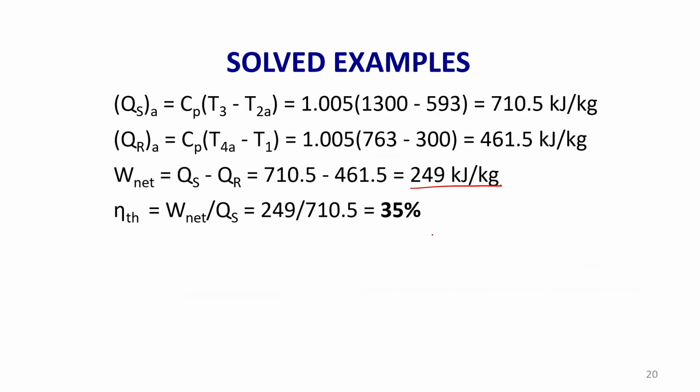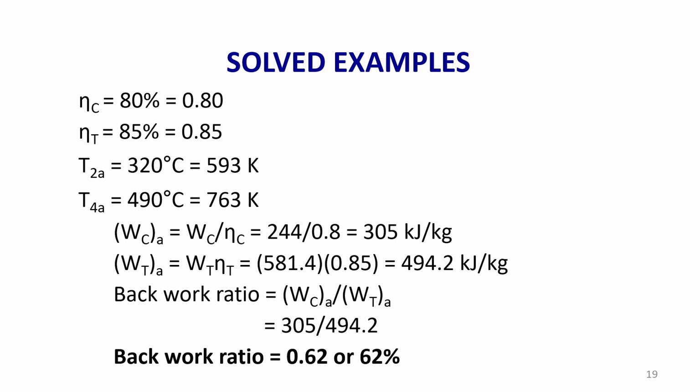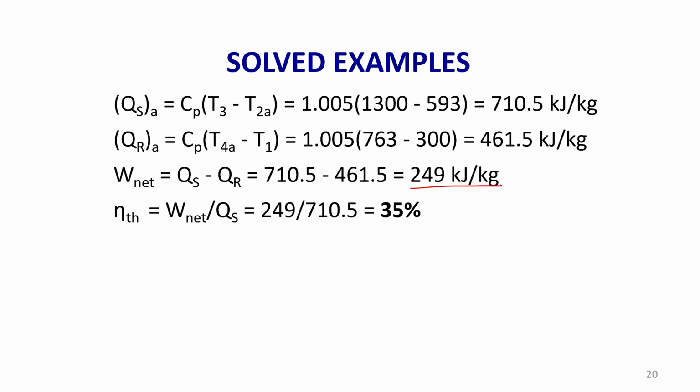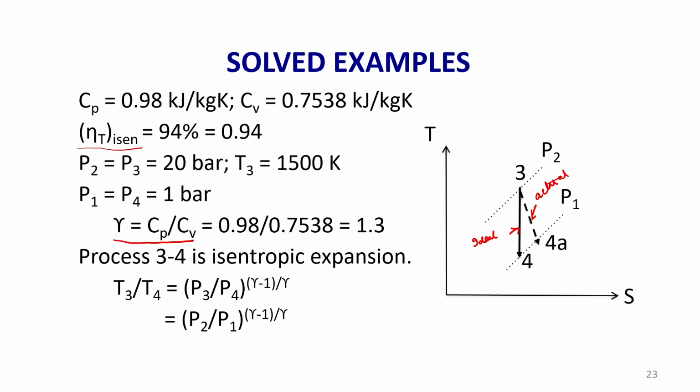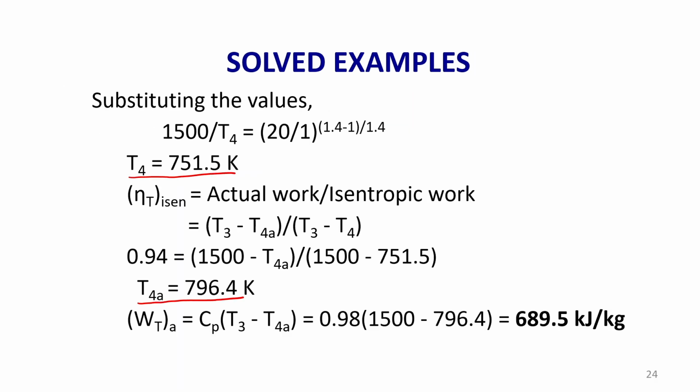So, the same formula which I used here, WT for the previous one, and T4A. T3 minus T4A, that is the actual work done by the turbine, actual power produced or developed by the turbine. So, this is the answer.